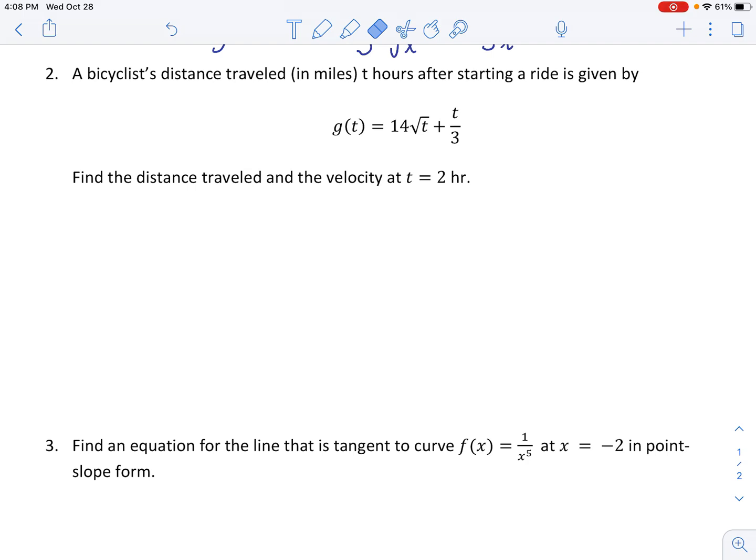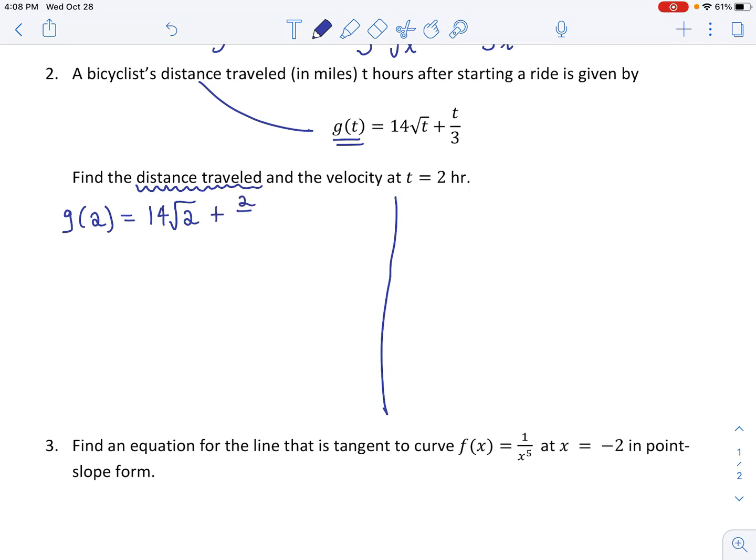So we are given what t is. Now first, the easy part, let's do that one. Let's do the distance traveled. And we're given the distance function. They said here is the distance function, distance traveled. So if I want to know how much this person traveled, all I need to do is just plug in 2 into the function, g of 2 equals 14 times square root of 2 plus 2 over 3.